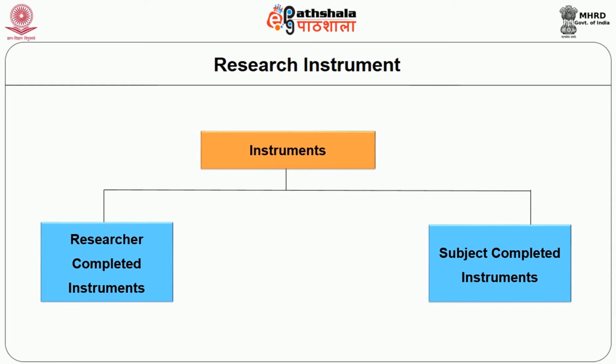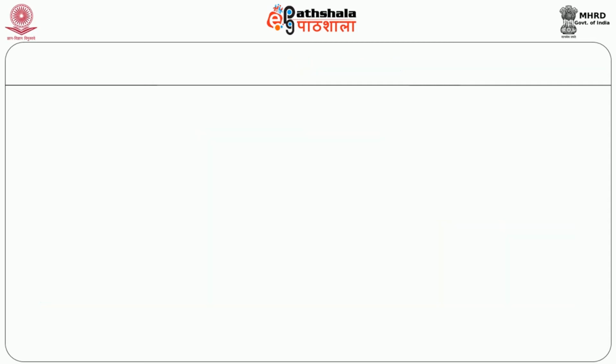Instruments fall into two broad categories: researcher completed and subject completed instruments. These are distinguished by who administers the instrument. Those instruments that researchers administer versus those that are completed by the participants. Researchers choose which type of instrument or instruments to be used based on the research question.